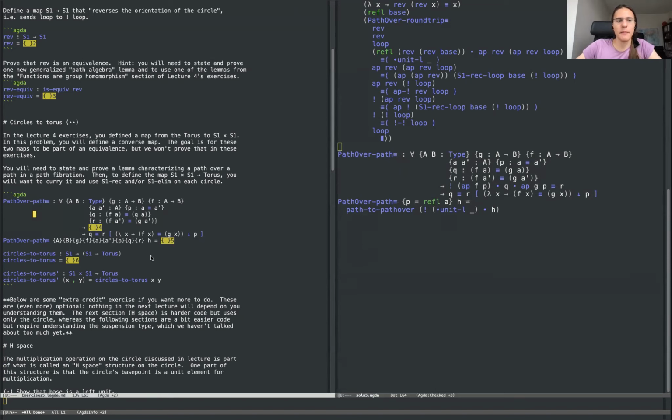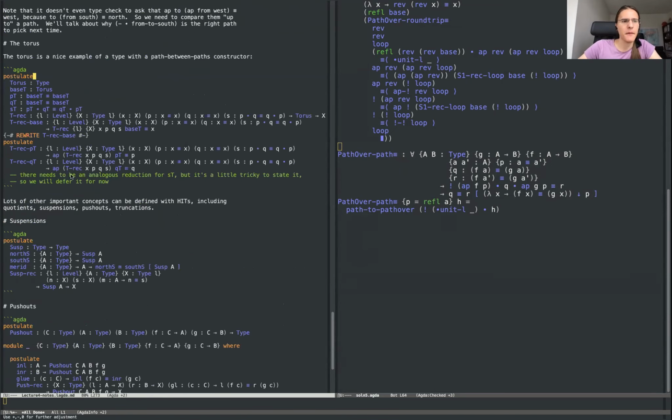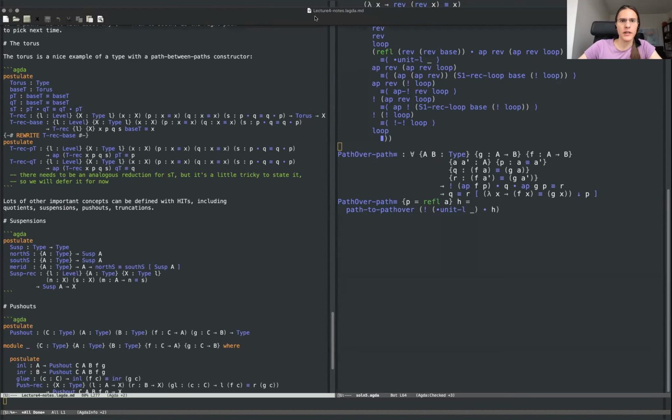And then I haven't talked about the torus at all. So let's just look at what the torus is. We're not going to do anything with it, but let's look at what the definition is. So the torus is actually a pretty interesting type. The torus has two loops, and then there's an equality between the concatenation. So it's called P and Q of the torus. Let's see what this looks like.